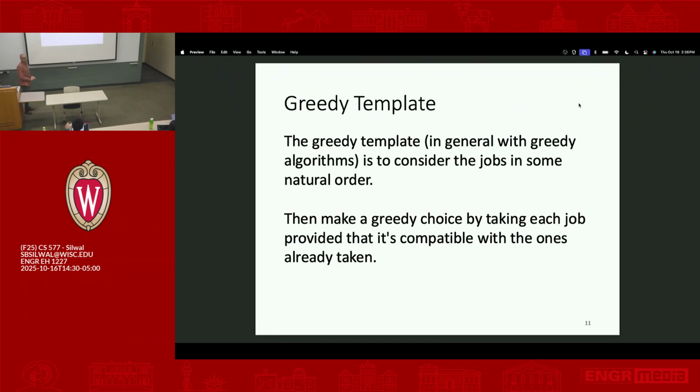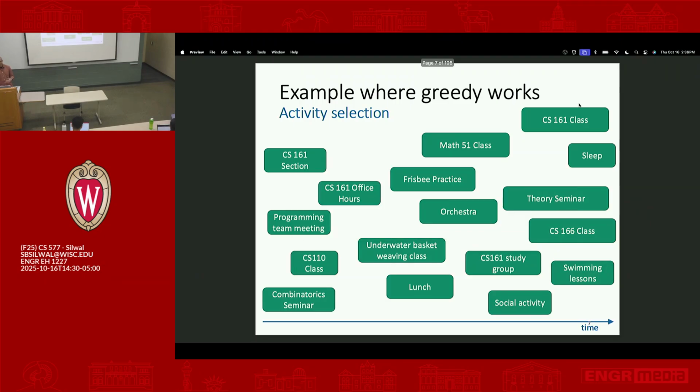But in general, greedy algorithms have a template, which is that you consider all the choices in some natural order, and then you greedily make the choice as long as it's compatible with the choices that you've already made. So here, what we can do is consider the activities in some order, and I keep adding them as long as they don't violate the fact that I can't have two activities at the same time.